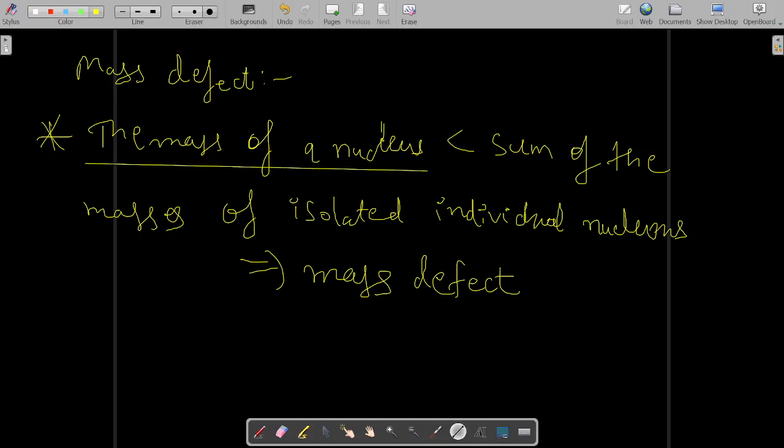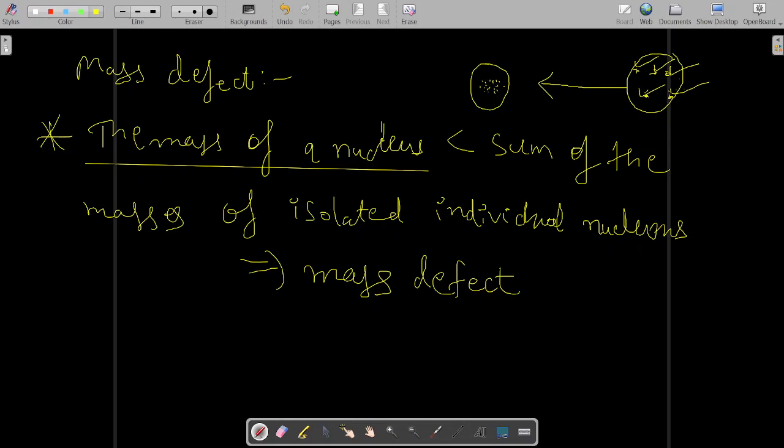I had told you already that if you consider these are the individual nucleons, and suppose your nucleus is formed out of these individual nucleons, then when you add the masses of these individual nucleons, suppose there are 5 in number, mass of the first nucleon plus the second plus the third plus the fourth plus the fifth nucleon should be equal to the mass of the nucleus in classical mechanics.